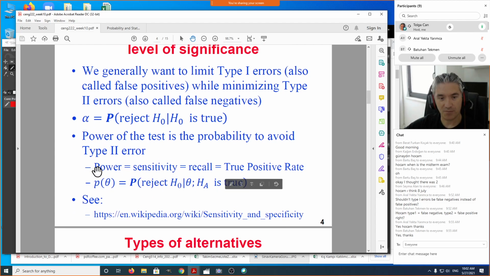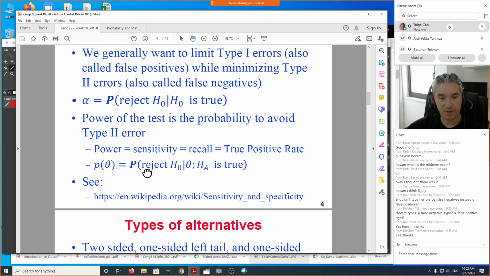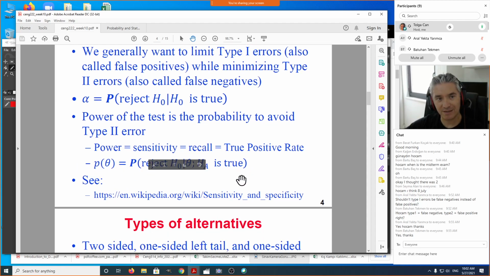Okay, so power is sometimes called sensitivity, sometimes called recall, or true positive rate. It is the probability to find the abnormal case when that case is there. When there is really an abnormality, what is your probability to catch that case, the probability to catch a disease? That's the power of the test, and this probability is not directly given by our hypothesis test parameter alpha, because we don't know this distribution most of the time.